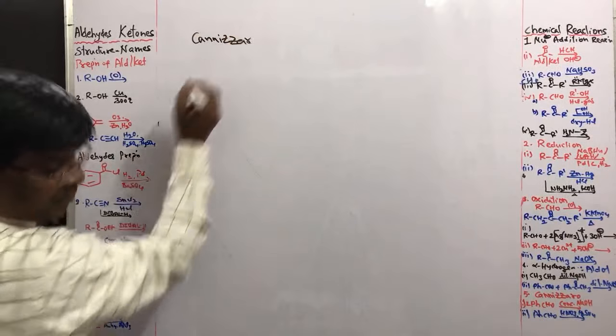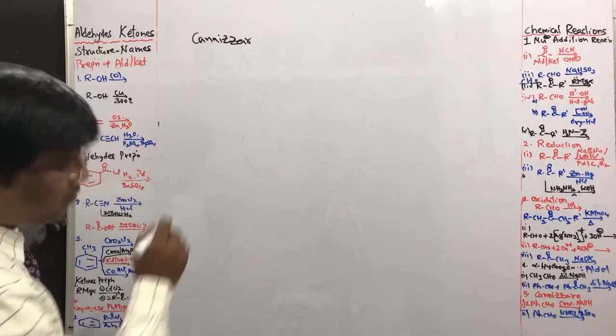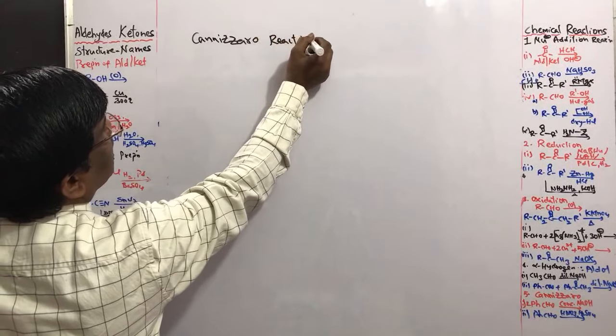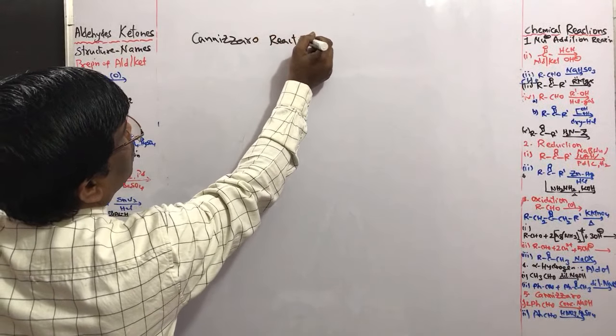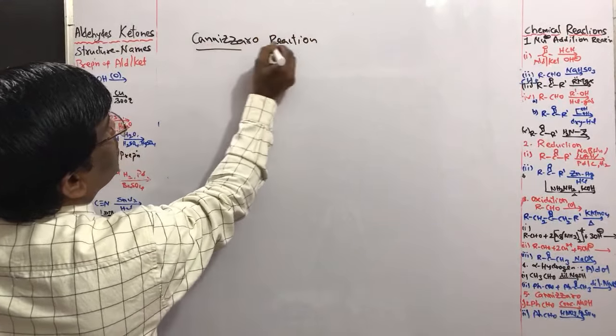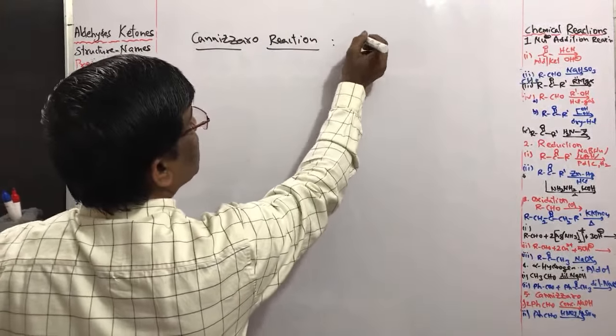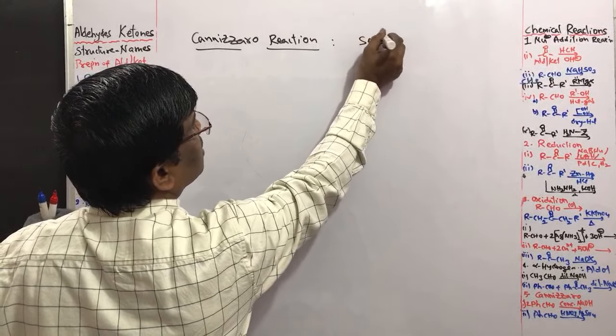Cannizzaro reaction. The spelling is C-A-N-N-I-Z-Z-A-R-O. This reaction is a self-oxidation and reduction reaction, a self-redox reaction.